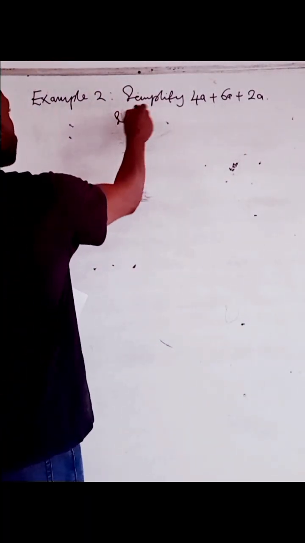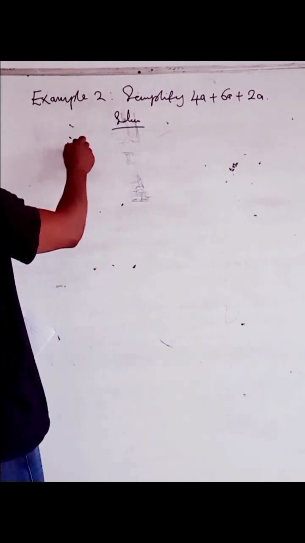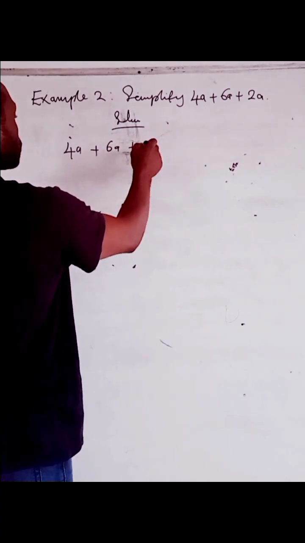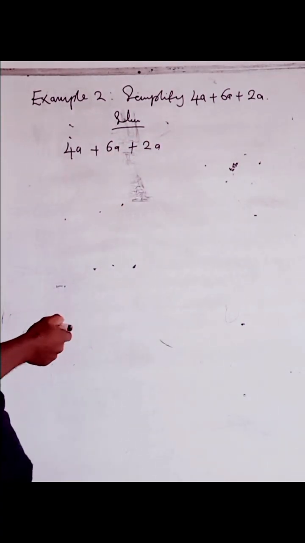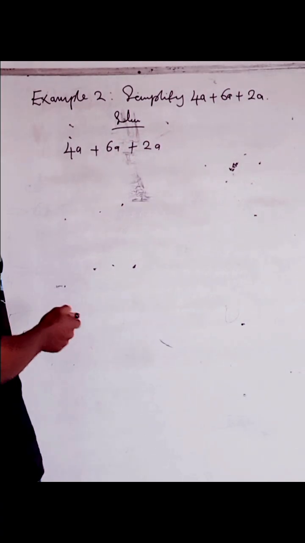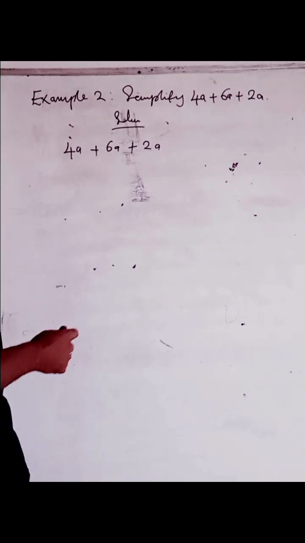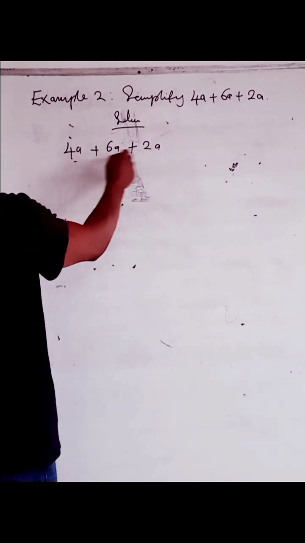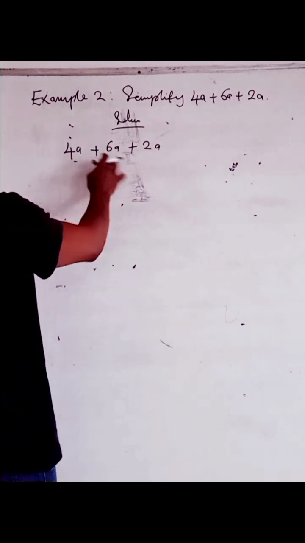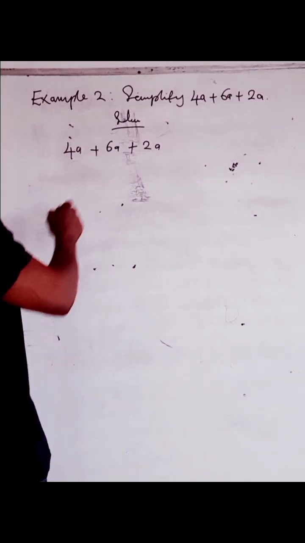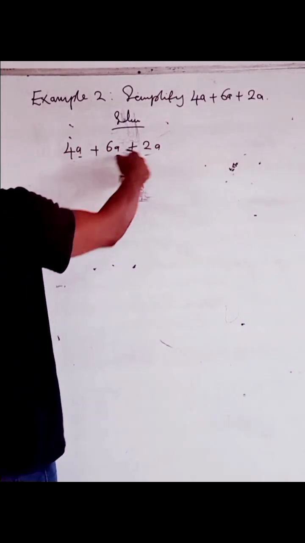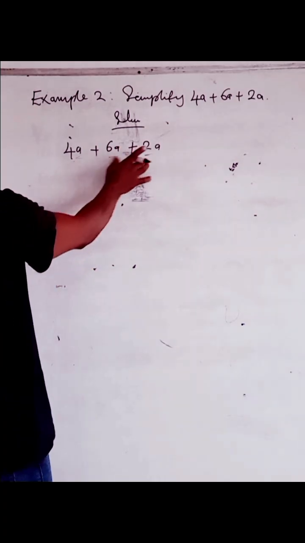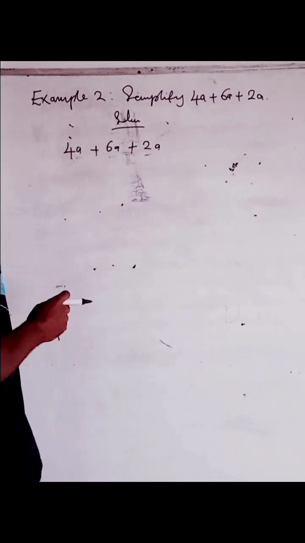Example 2. Simplify 4a plus 6a plus 3a. Solution. 4a, the expression 4a plus the expression 6a plus the expression 2a. Now we can see that these three expressions are like terms because they have the same variable, the letter a. And so because they are like terms, it is possible for us to add the three expressions together.